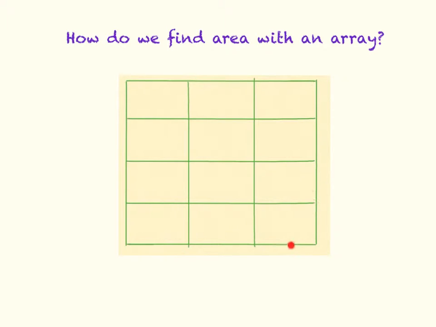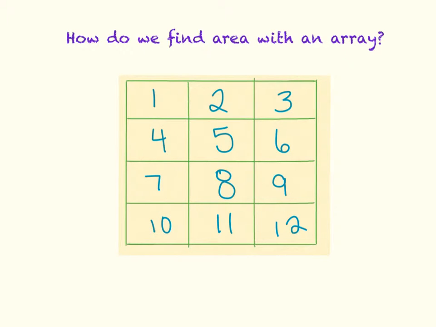So we're trying to find the area of this square right here. And it's an array because it's divided into rows and columns. So what we could do first is count them. So right here you see that we've counted all of them, and it turns out that we have 12 1 inch by 1 inch squares.